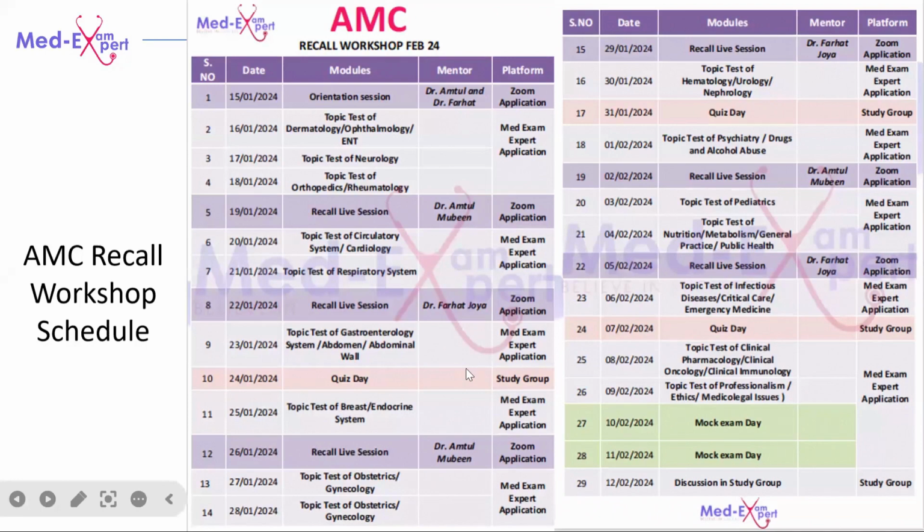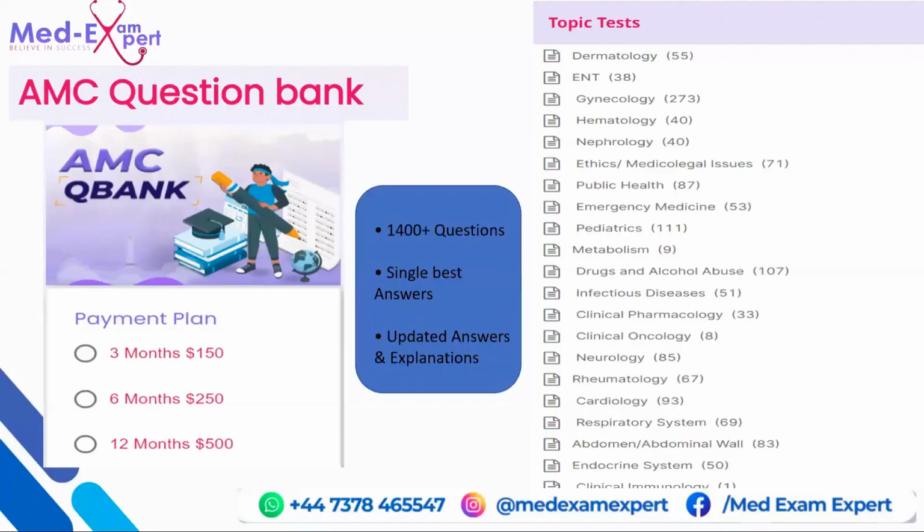Okay, let's move to the next slide. Okay, so for all the students who don't want to join the recall workshop, we have another option for you, that is the question bank. You can also join our question bank that I have shown you recently. You can join for 3 months, for 6 months, for 12 months. It all depends on you. Okay, there will be 1,400 plus questions, with explanation and correct answers that I explained earlier as well. So this is about our course.